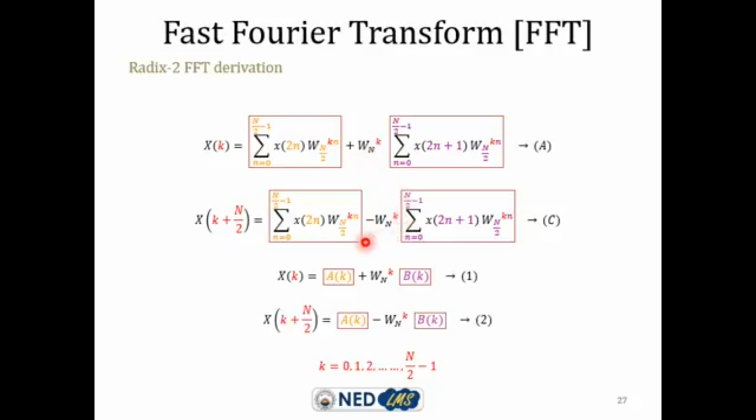Now, we can write these equations A and C in a more compact form if we call the first N by 2 point DFT A of k and the second N by 2 point DFT B of k. So equation A will become equation 1. Similarly, equation C can be written in the form of equation 2.